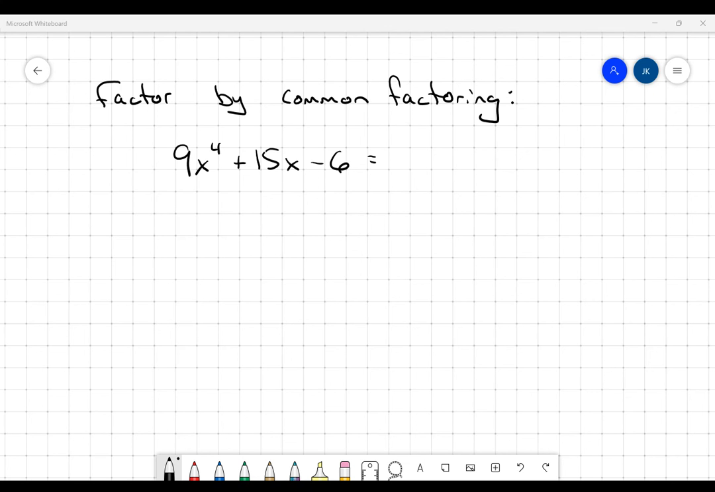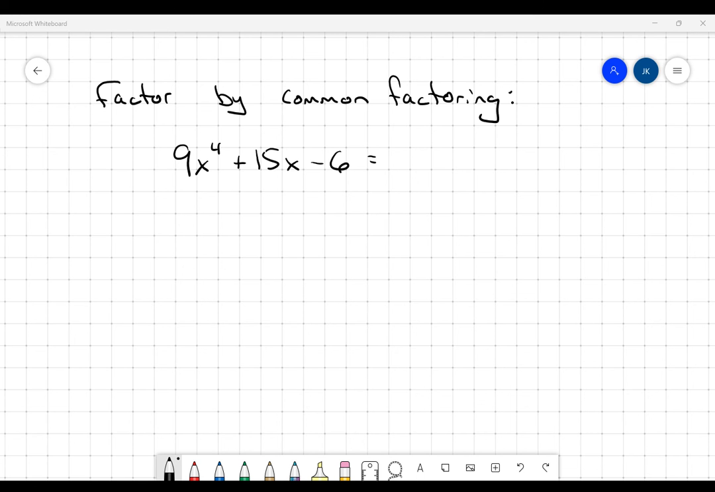All right, hi everybody. So we're going to do a quick little common factoring problem here. And we might be doing some more factoring with these kinds of questions in this section, but we're primarily looking at just the common factoring. So the first thing I'm going to take a look at is my coefficients.